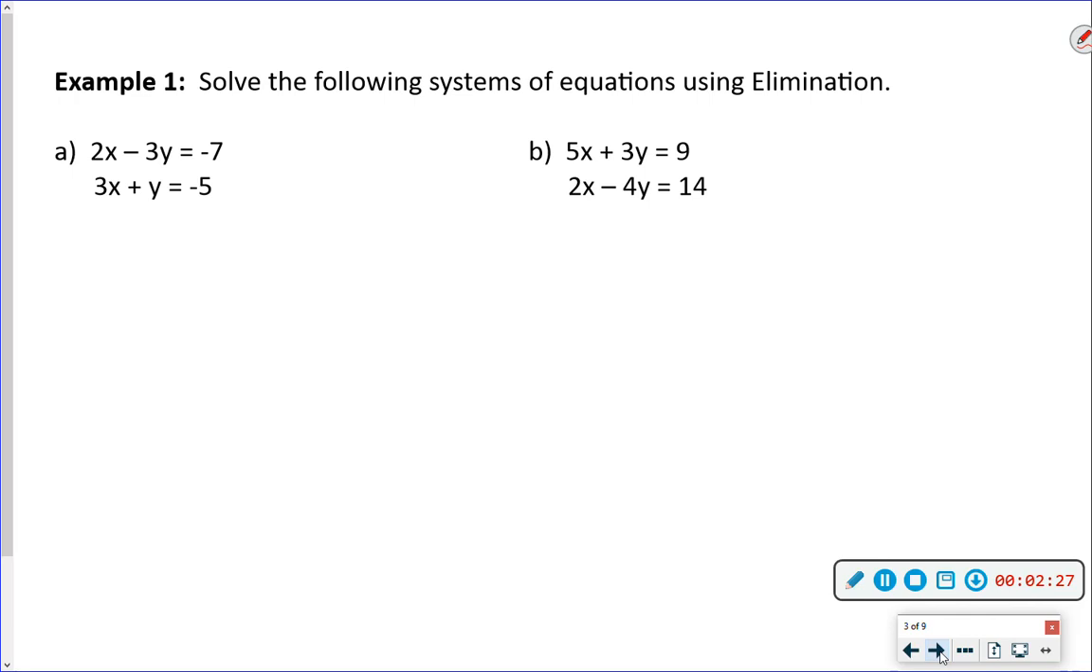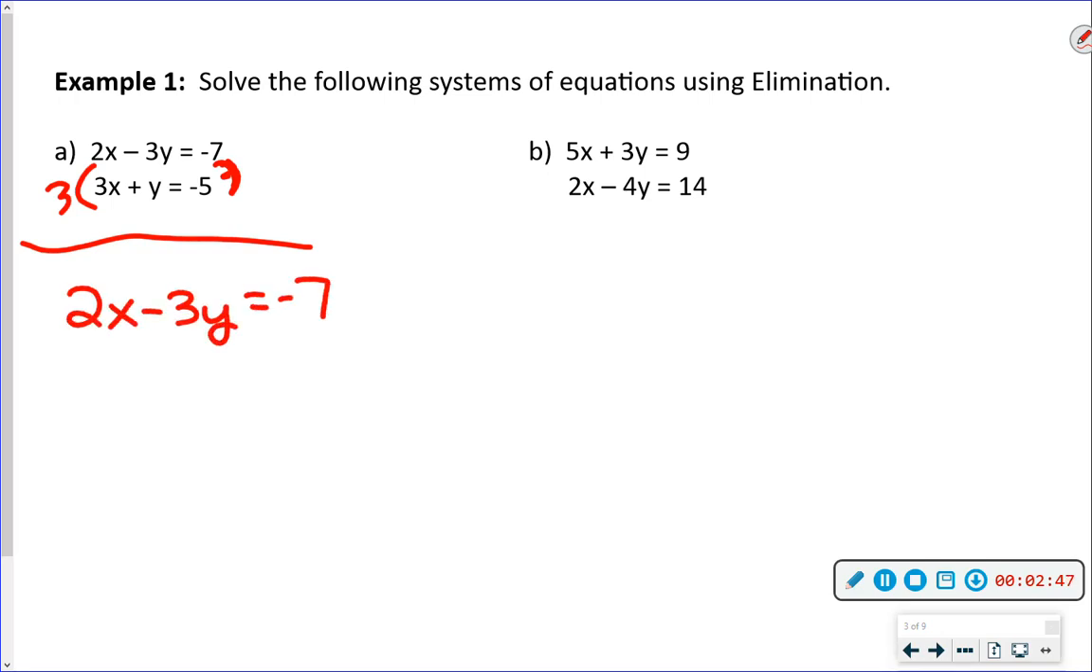Okay, solve the system. Probably the easiest, I would get the y's to eliminate, because all we have to do is multiply this one by 3, and then our negative 3y and 3y will cancel. So I'm going to multiply that whole equation by 3. I'm just going to stack them underneath again and make it look pretty. So I left the top equation, and I'm distributing 3 through the bottom.